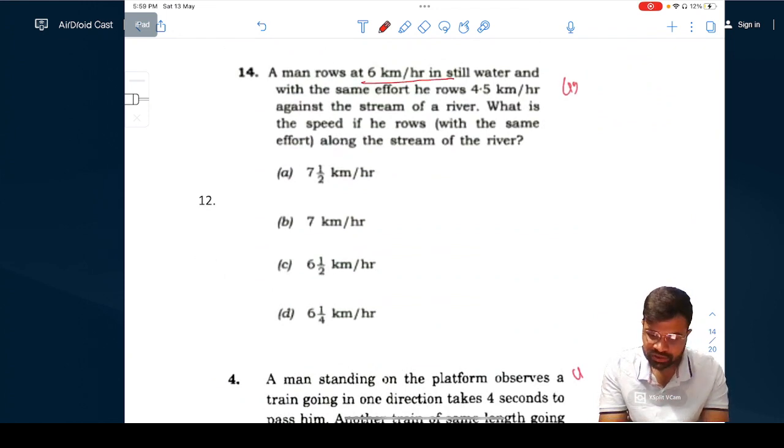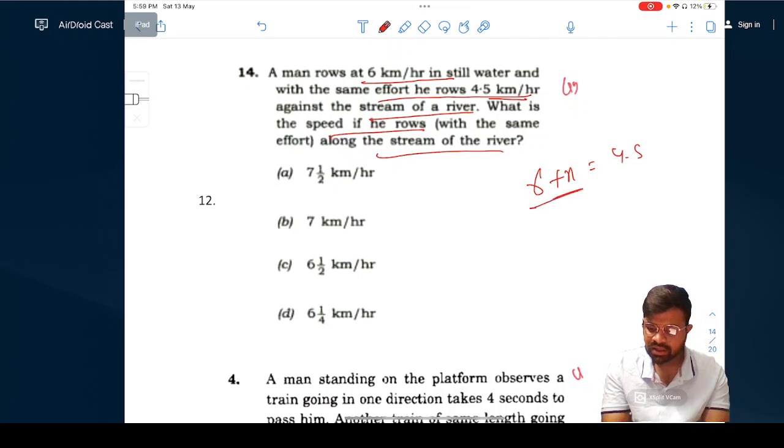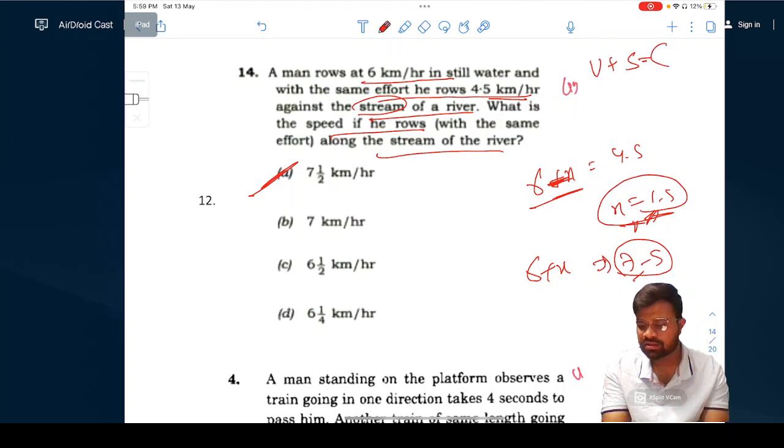A man rows at 6 km per hour in still water, and with the same effort he rows at 4.5 km per hour against the stream. What is the speed if he rows along the stream? So see, 6 minus x is equal to 4.5. This is the formula of relative speed. So x is equal to 1.5. Against the stream, upstream, 6 minus x is equal to 4.5, so x is equal to 1.5. Now when it is with the stream, it will be 6 plus x, that will be 7.5. That means v plus s is in favour and v minus s is against.